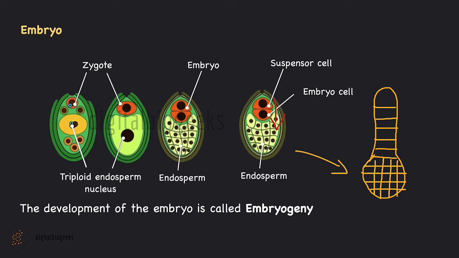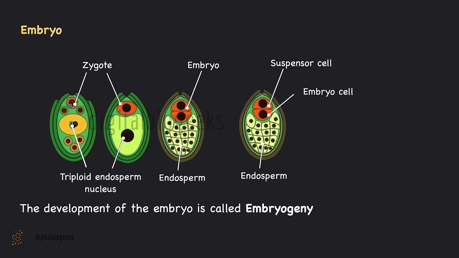This proembryo develops into the globular embryo, when the embryo is spherical or globular, then the heart-shaped embryo and the torpedo-shaped embryo. Finally, the embryo becomes mature. The suspensor complex is shortened and there will be space for the mature embryo.